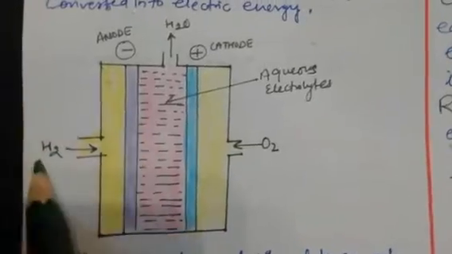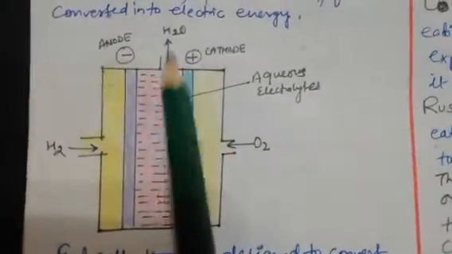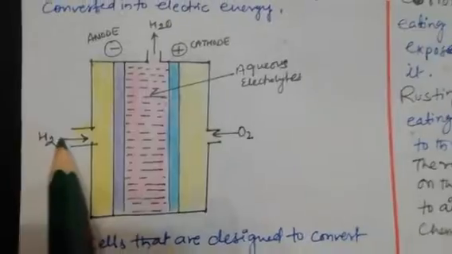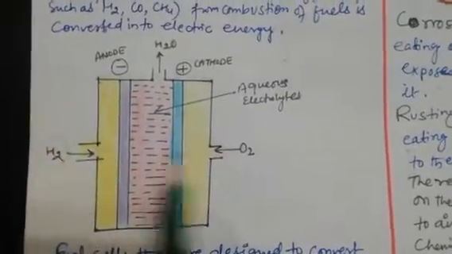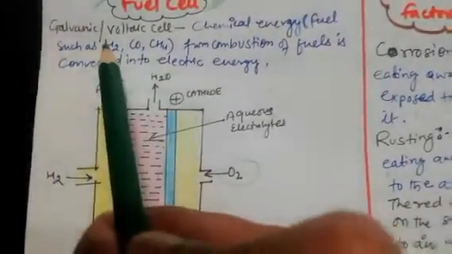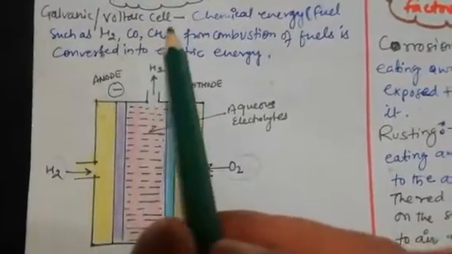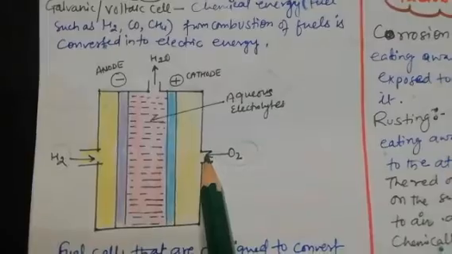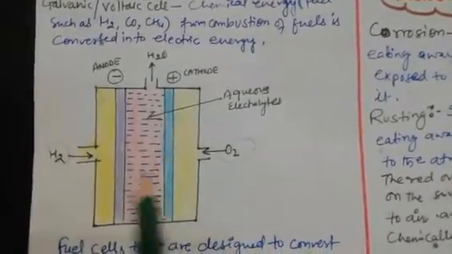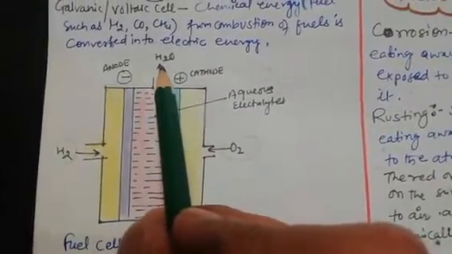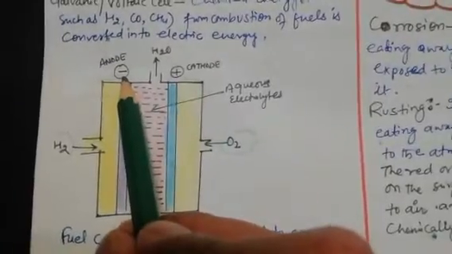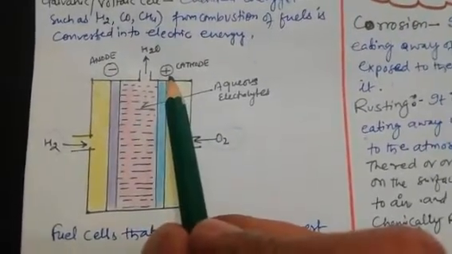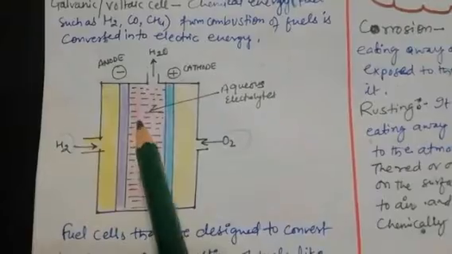You can see very clearly there is a container with three openings. From both sides H2 and O2 gas is passed, as H2, CO and CH4 are the main fuels to make this kind of fuel cell. So H2 will pass from one side, O2 will pass from the other side, and after the reaction we are producing H2O, whereas this is the negatively charged anode and this is the positively charged cathode. And one aqueous electrolyte is used here.